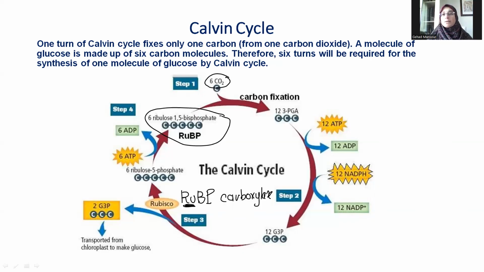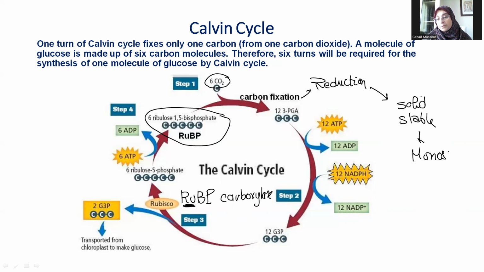The overall reaction is a fixation of carbon dioxide, which occurs through reduction of carbon dioxide to convert it from the gaseous state into the solid, stable state, which is the monosaccharide. This is carbon dioxide fixation. This is the overall reaction. But the beginning of the Calvin cycle occurs through carboxylation of ribulose biphosphate, or addition of carbon dioxide to ribulose biphosphate. So that's why Rubisco is an acronym that stands for ribulose biphosphate carboxylase.